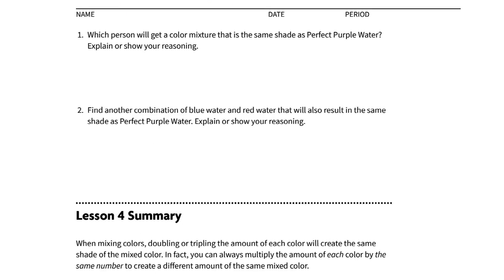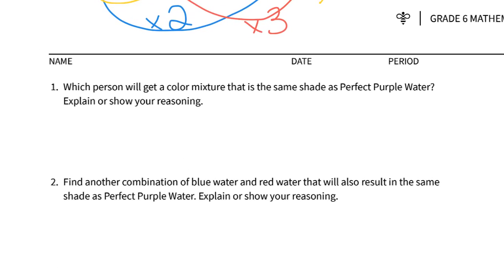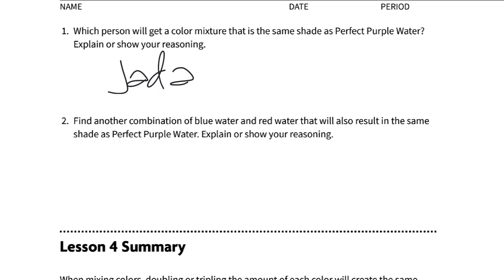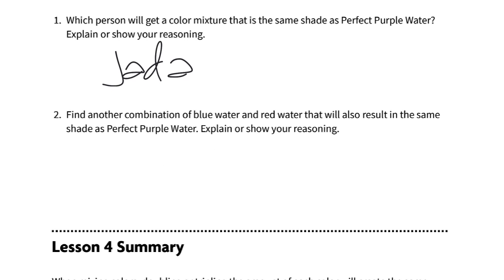So let's scroll down here. So which color is the same? We just answered it. It is Jada. All right. Now find another combination of blue and red water that will also result in the same shade. So remember, if the original was blue and red, it was 8 blue and 3 red. So if we want a different combination, so we could quadruple the recipe.